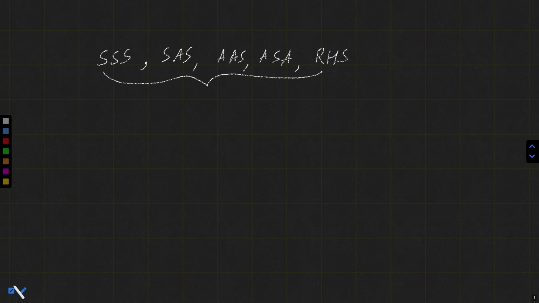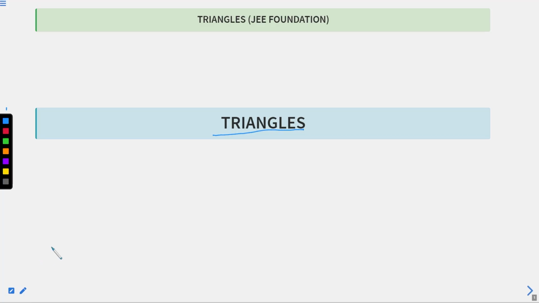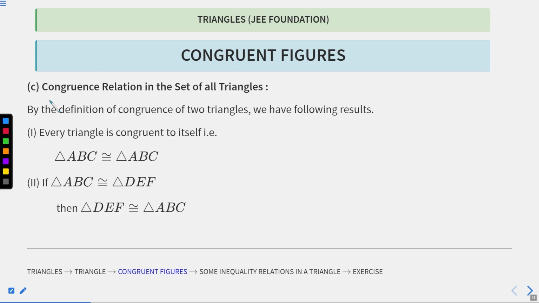So let's jump directly to the next part, where we will be continuing the discussion on congruency. Now, congruency relation in the set of all triangles. By the definition of congruency of two triangles, we have the following results. As we all know, a given triangle is already congruent to itself. Yes, it is by definition.